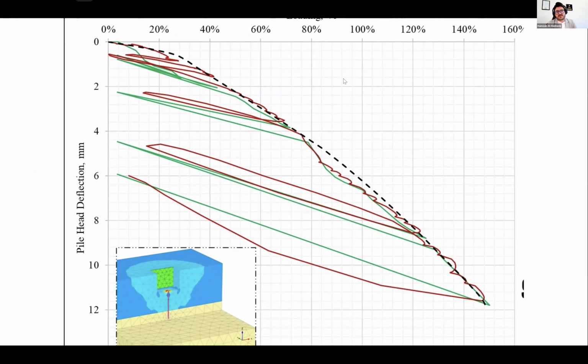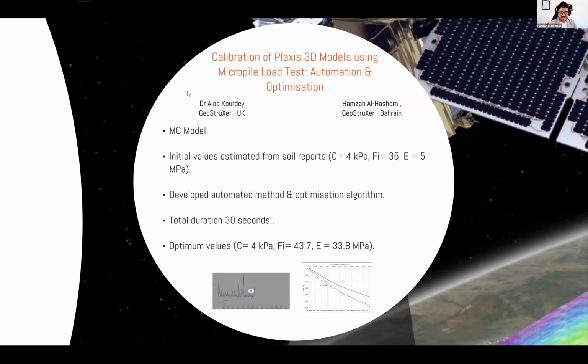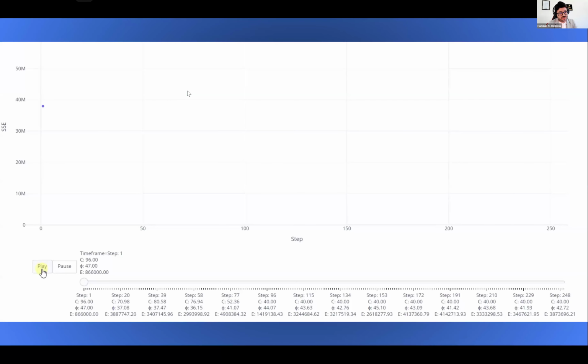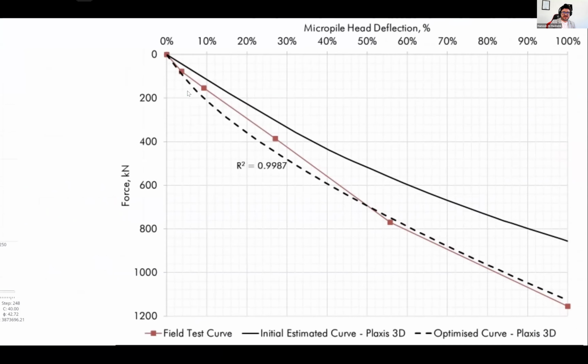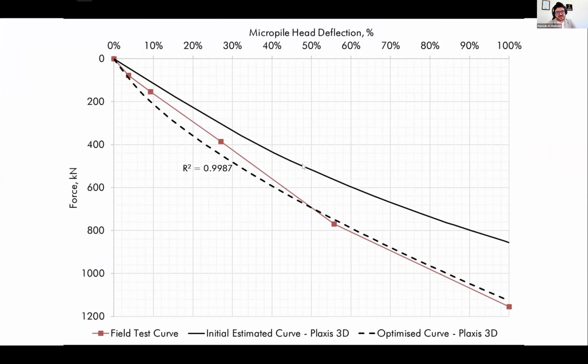This is the micropile load test calibration or back calculation. And we did an automation because we noticed that when we try to back calculate and calibrate the numerical models using the pile load test or plate load test, it takes really long time, especially with the advanced modeling. So we did develop an algorithm to automate the calibration process. And in 30 seconds, we can achieve the calibration. So this is before the calibration, the line, and then we have the red dotted lines from the field. And after calibration, we have this dashed line with R square of 0.99.